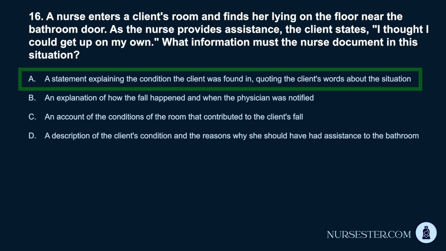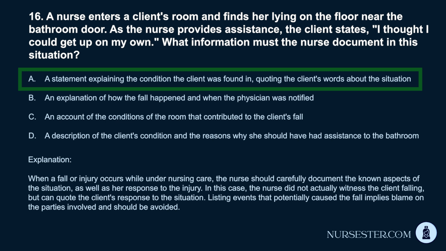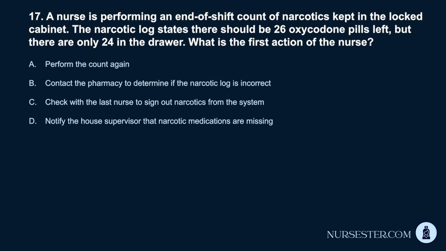Correct answer, A. A statement explaining the condition the client was found in, quoting the client's words about the situation. When a fall or injury occurs while under nursing care, the nurse should carefully document the known aspects of the situation, as well as her response to the injury. In this case, the nurse did not actually witness the client falling, but can quote the client's response to the situation. Listing events that potentially caused the fall implies blame on the parties involved and should be avoided.